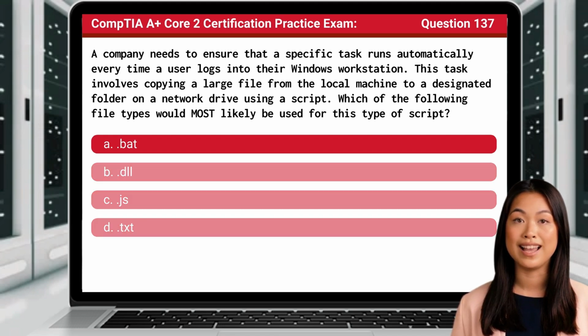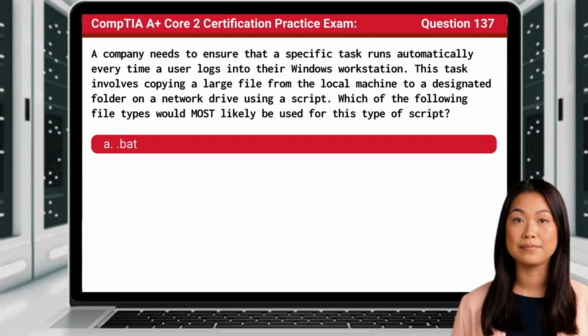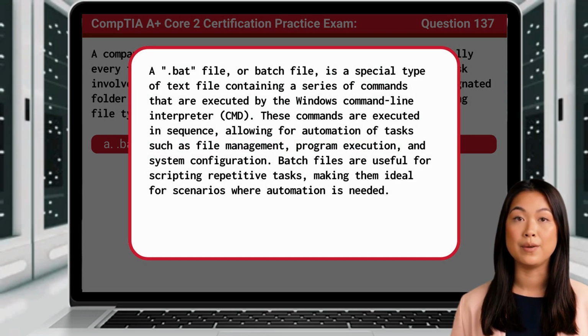The answer is A. .bat. A .bat file or batch file is a special type of text file containing a series of commands that are executed by the Windows command line interpreter. These commands are executed in sequence, allowing for automation of tasks such as file management, program execution, and system configuration. Batch files are useful for scripting repetitive tasks, making them ideal for scenarios where automation is needed.